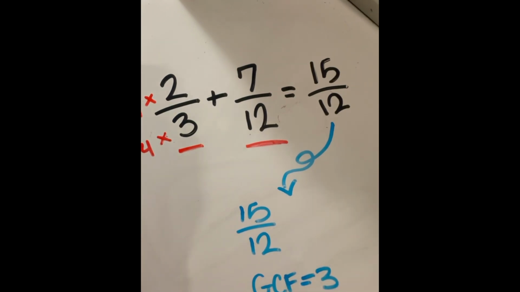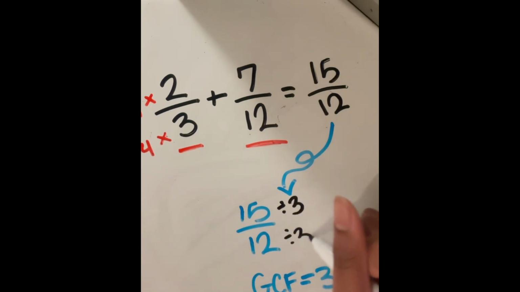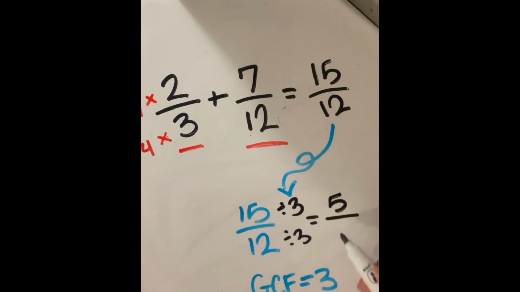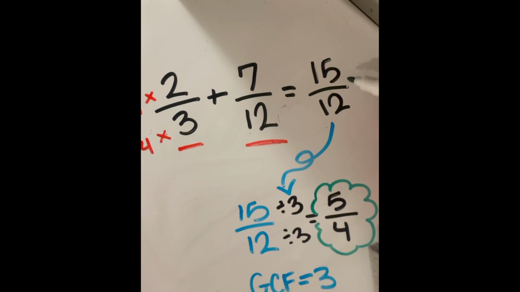So what we're gonna do then is we're gonna take our GCF and we're gonna divide that by the numerator and the denominator. And so 15 divided by 3 is 5, and 12 divided by 3 is 4. And so this would be our final answer, 5/4. It's very important to make sure that we are simplifying our answer. It's super easy to get to this point and be like, okay, I'm done, but always make sure and remember to simplify. Again, this is written as an improper fraction.